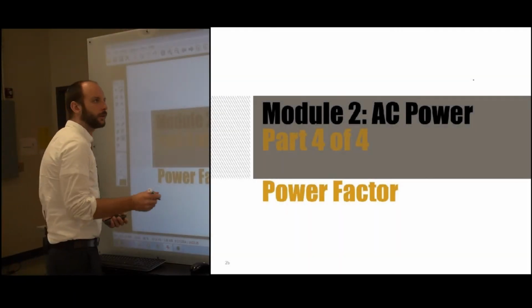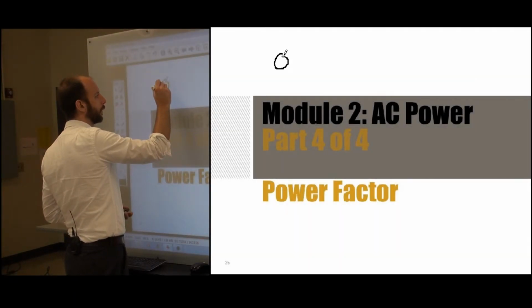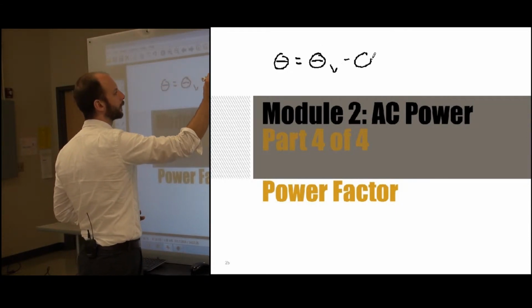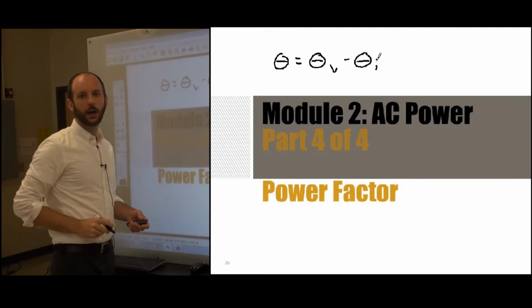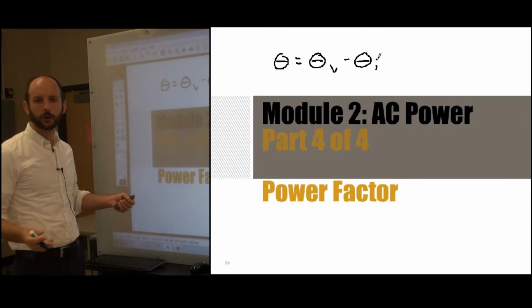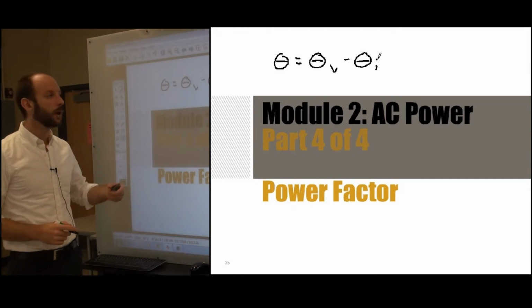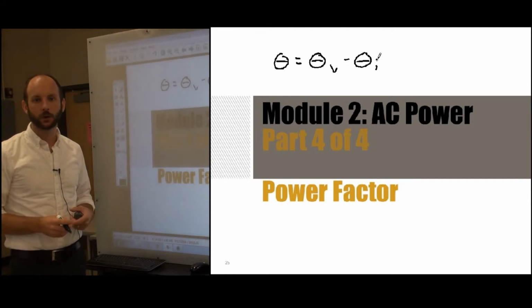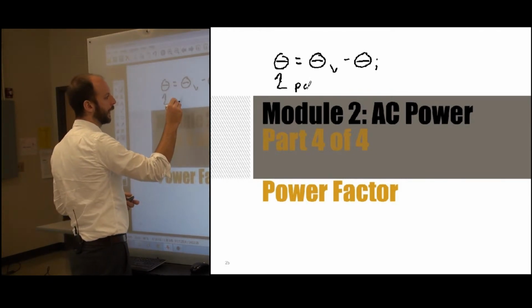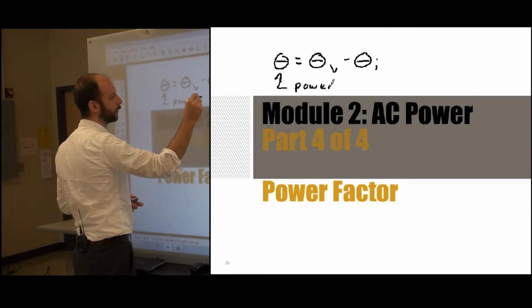The calculation theta equals theta v minus theta I occurs really, really frequently in power systems. In fact, it occurs so frequently that we give it its own name, and we call that thing the power factor angle.